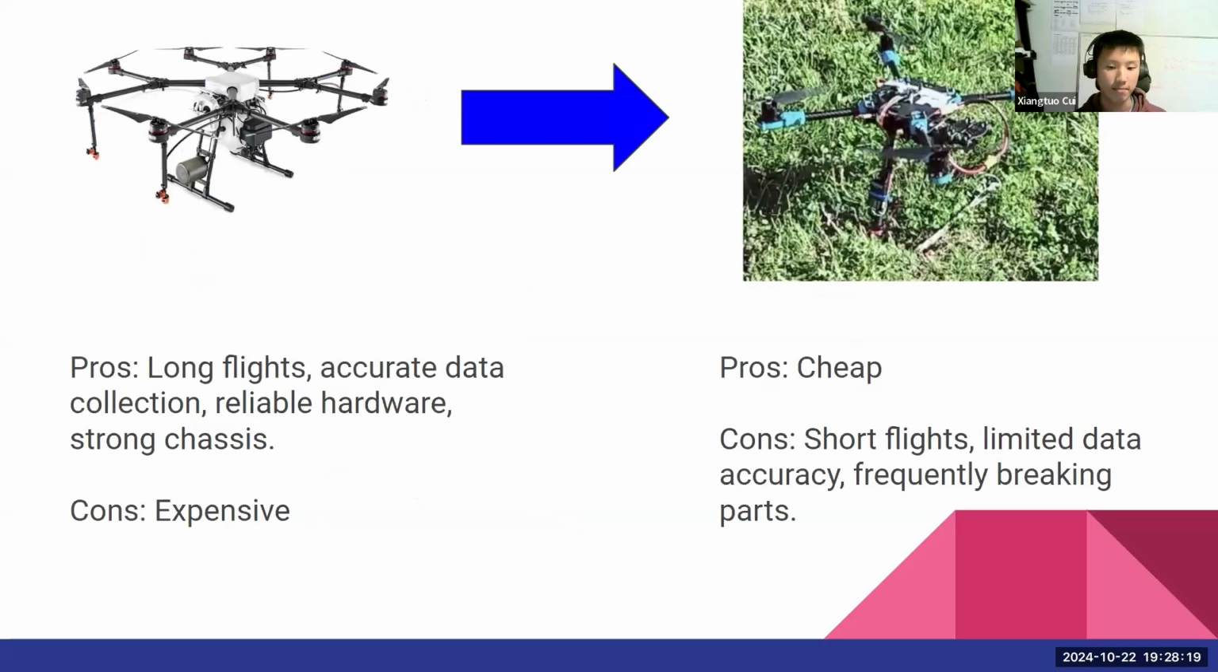So here's a side-by-side comparison of current pollution UAVs on the market and our UAV. Current UAVs have very long flight times, they can collect very accurate data, and they have very reliable hardware, at the cost of not being very cost efficient. On the other hand, our drone is affordable, but it suffers from short flights, limited accuracy of data, and an unreliable chassis.